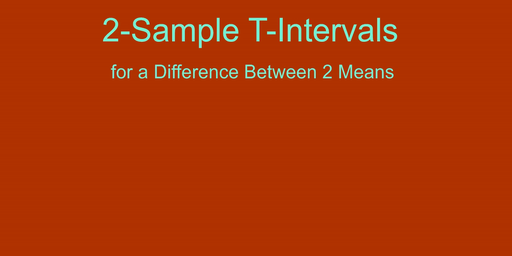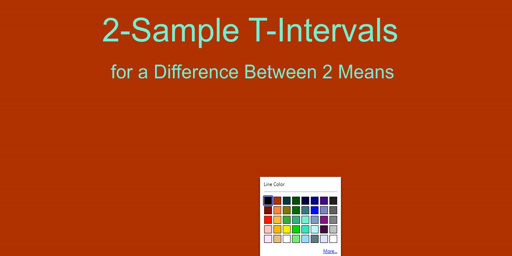Okay, our goal today is to construct a two-sample t-interval. What this is going to do is give us an estimate, a little window, a range of values that gives us an idea of where we can be fairly confident the true difference in two population parameters lies. So let's start with just some basics.